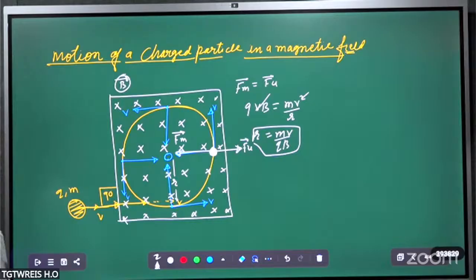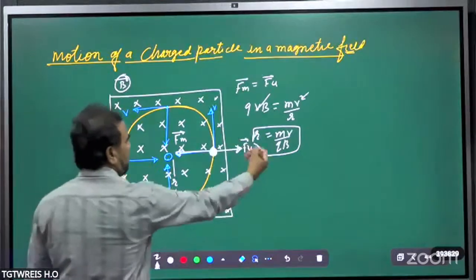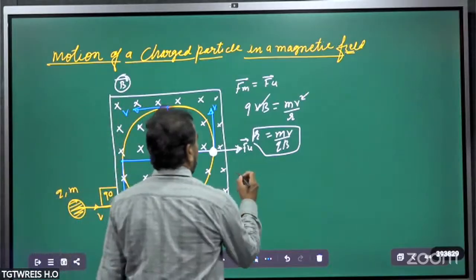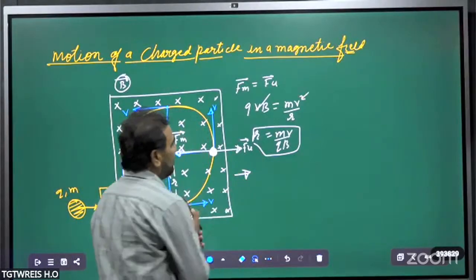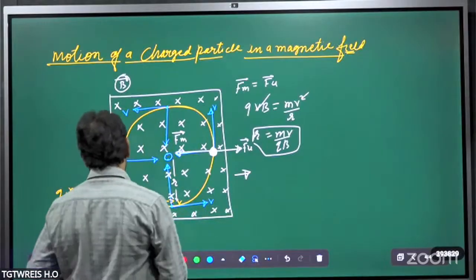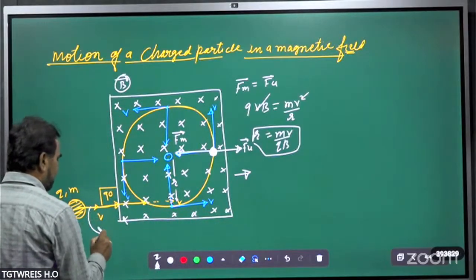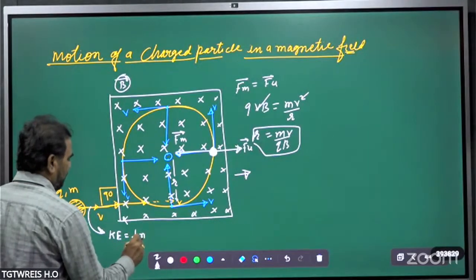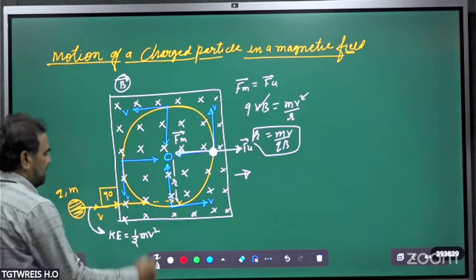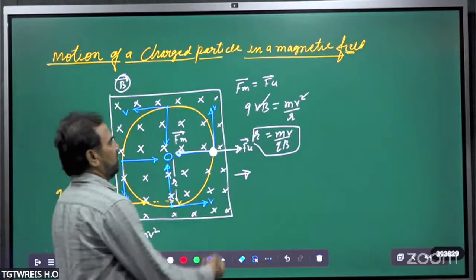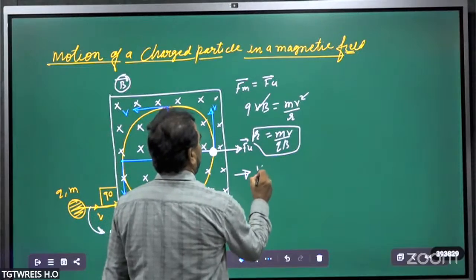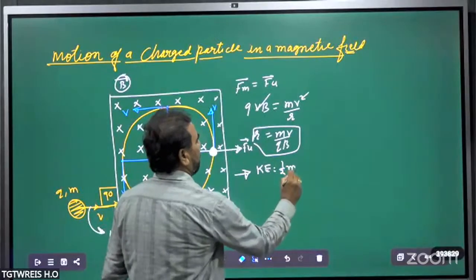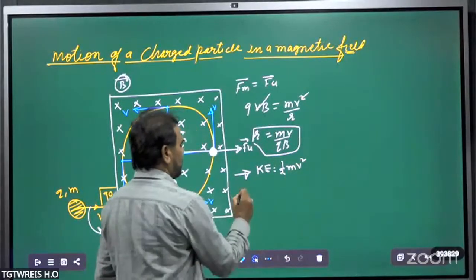The radius of the charged particle in the magnetic field is given by r is equal to mv upon qB. Okay, what is its momentum? The momentum of the charged particle: initially it enters with a certain amount of kinetic energy K, which is equal to half mv square. Therefore, the kinetic energy of the particle is given by KE is equal to half mv square. This is what I am writing.